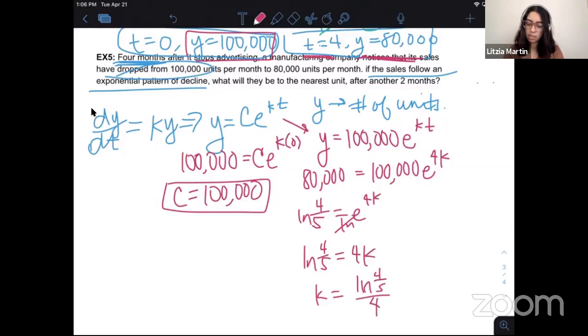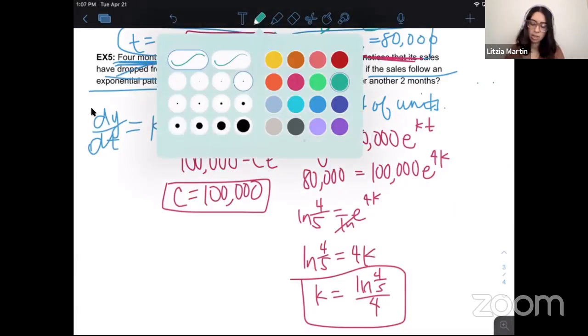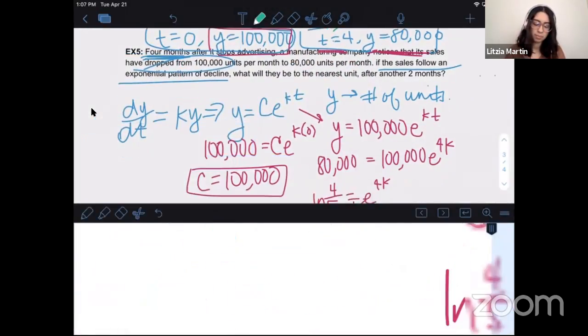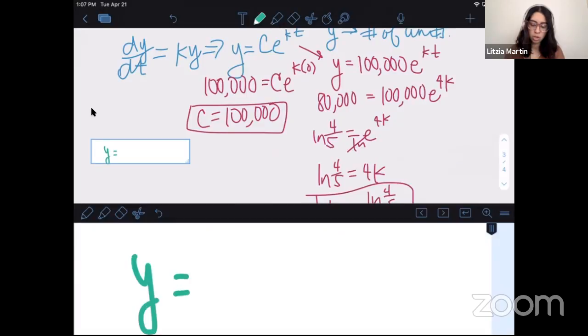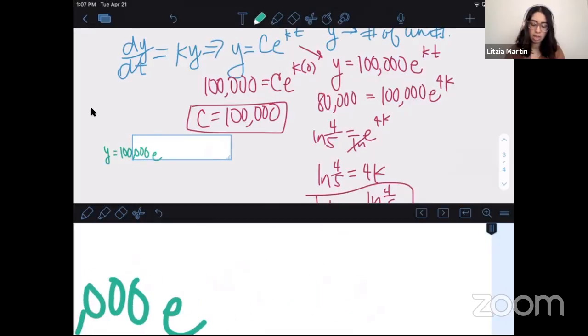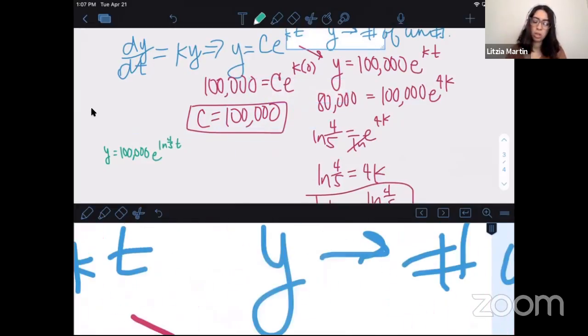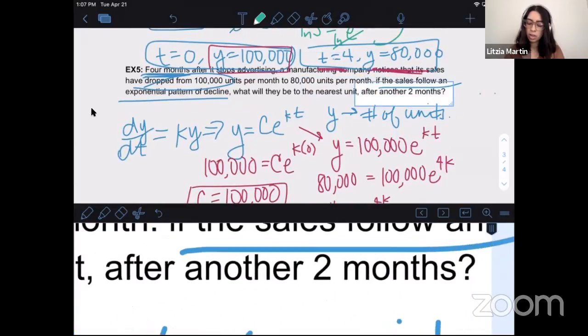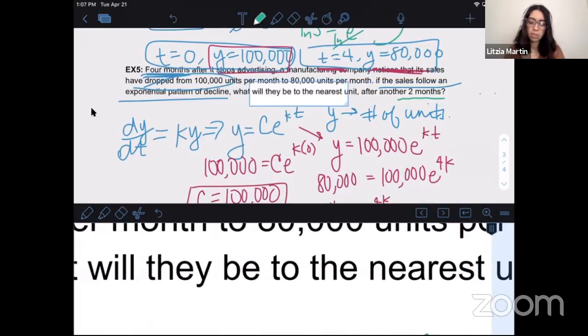So there is our k value, and we can go ahead and plug both the c and the k in. So y is equal to 100,000 e to the ln of 4/5 t. Now with this equation, we're able to solve for what we really need to solve, and that's after 2 months, what is going to be our number of units.